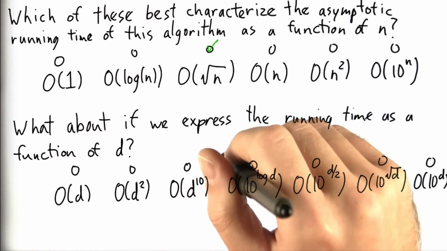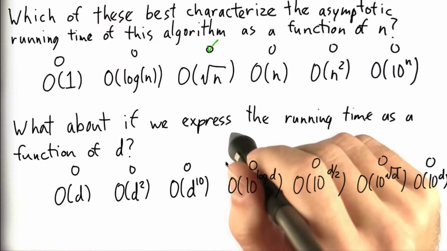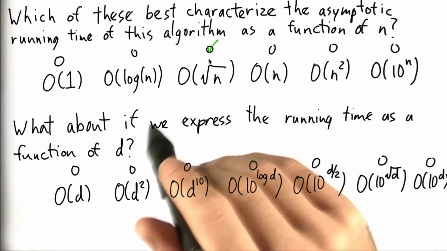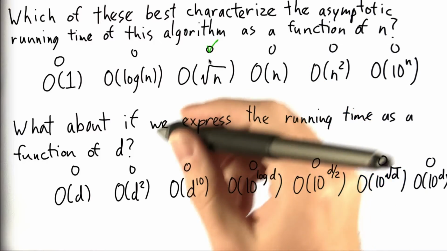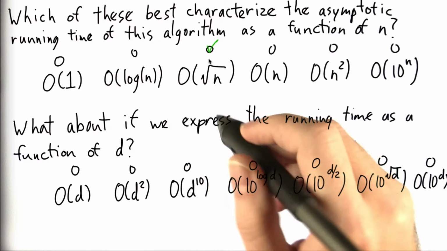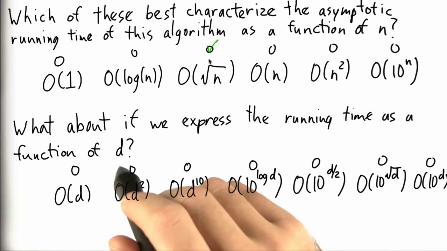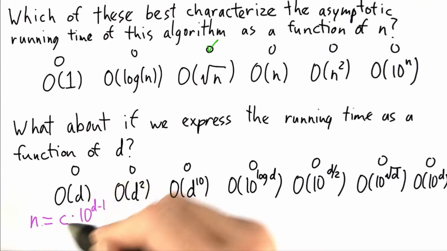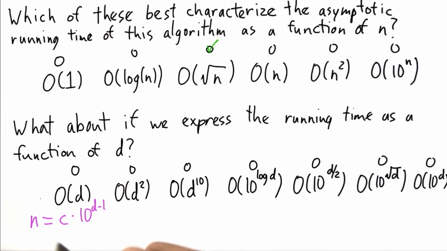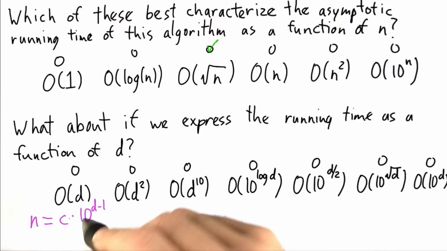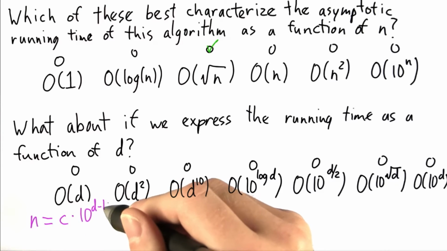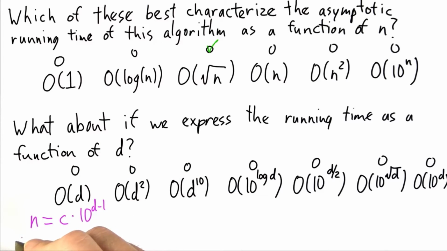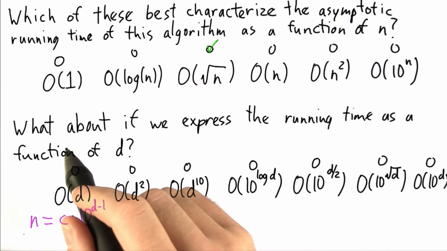This next part is really pretty tricky, and it hinges on getting this first part right. So if you had trouble with this, that is totally understandable. First, let's remember that we can represent n with a logarithmic number of digits, which is what d is. What this means is that n equals c, where c is just some constant that we're multiplying by, times 10 to the d minus 1.